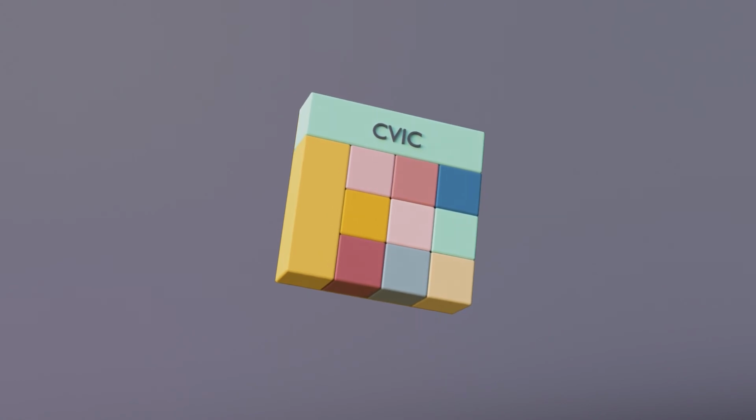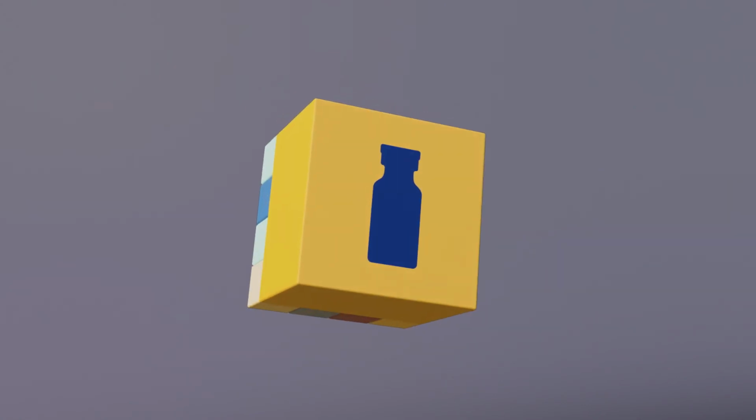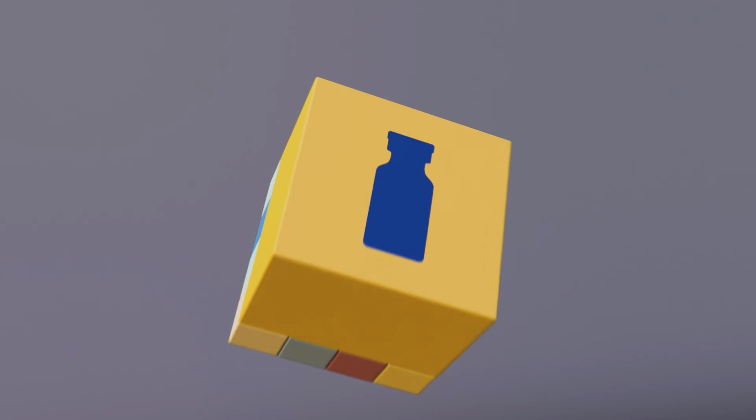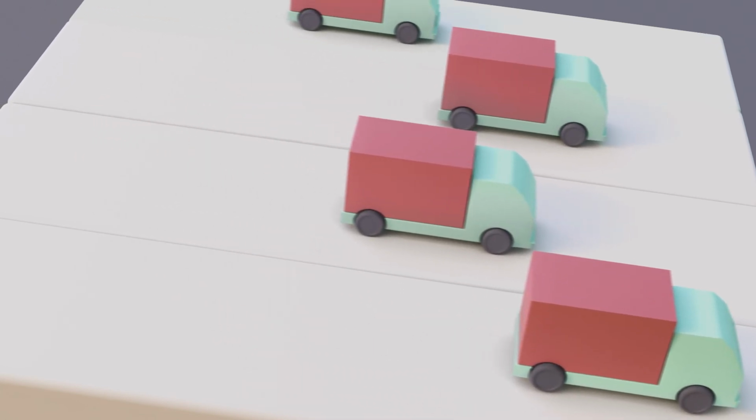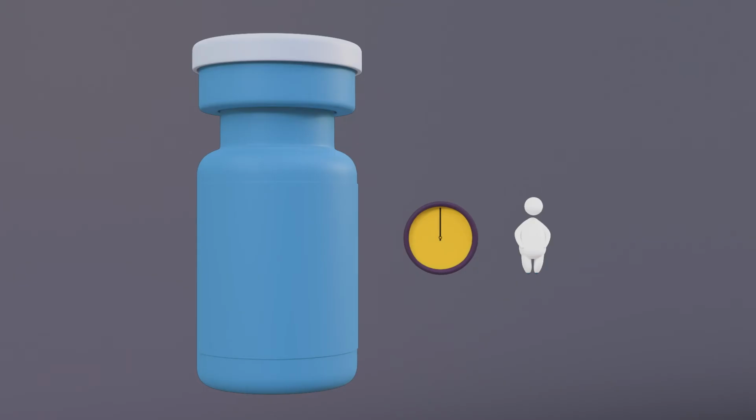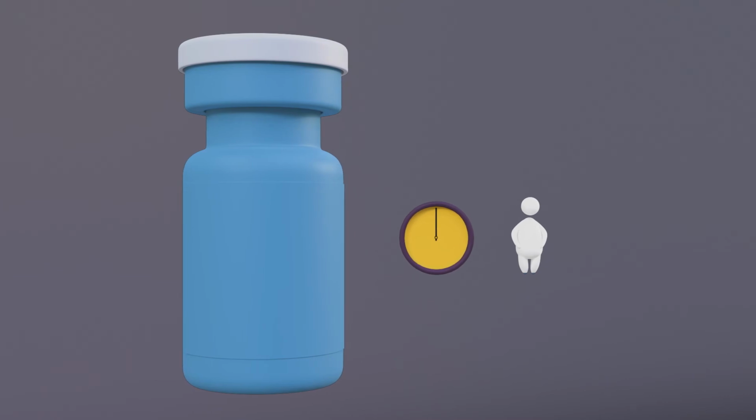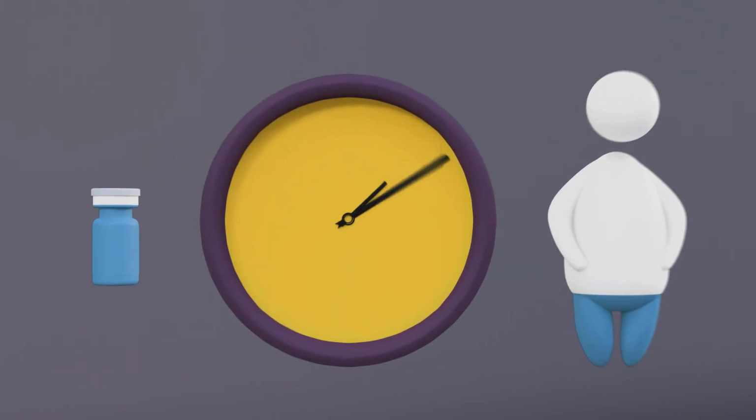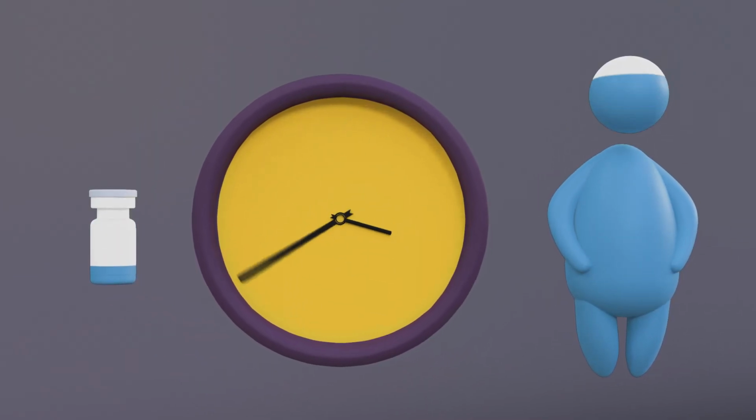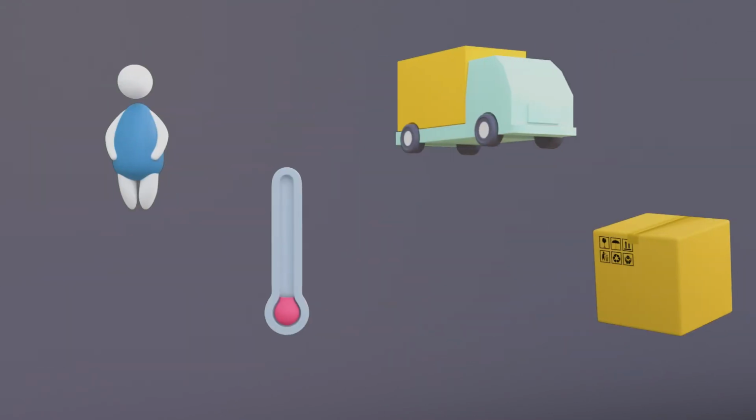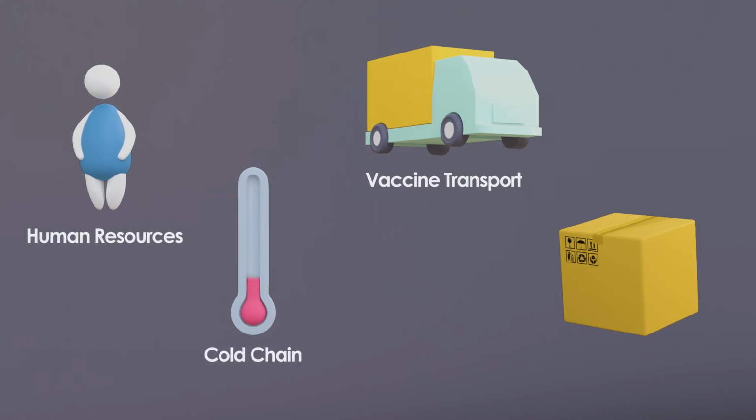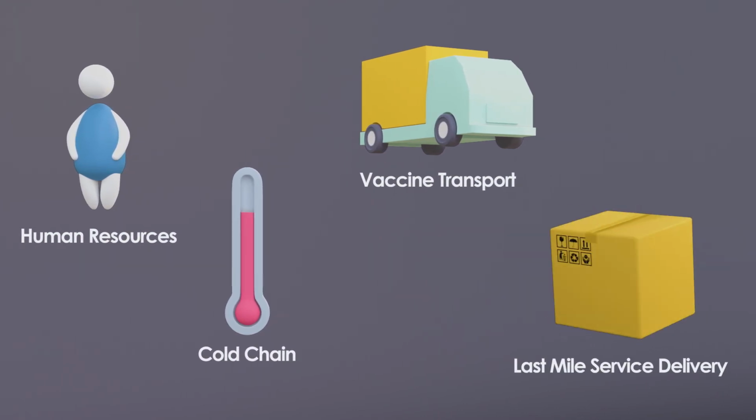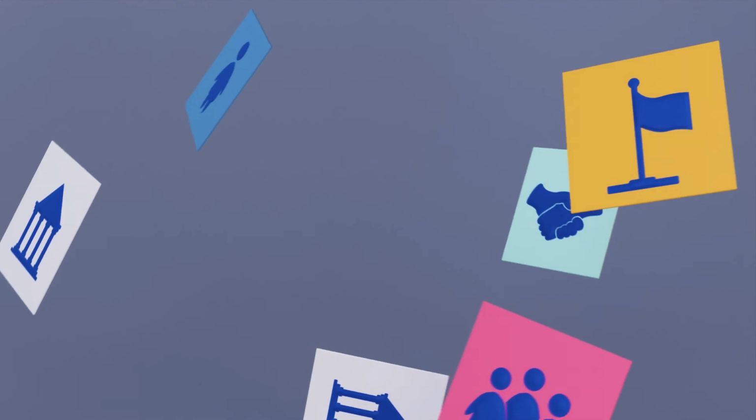The CVIC tool is specifically customized for COVID-19 vaccinations and recognizes that a bird's-eye view of multiple delivery strategies needs to be considered before and after vaccine rollout. It also takes into account the uncertainty of some parameters, for example, the time it takes to vaccinate a person. The tool allows you to factor in costs for human resources, vaccine transport, cold chain, last-mile service delivery, and more.